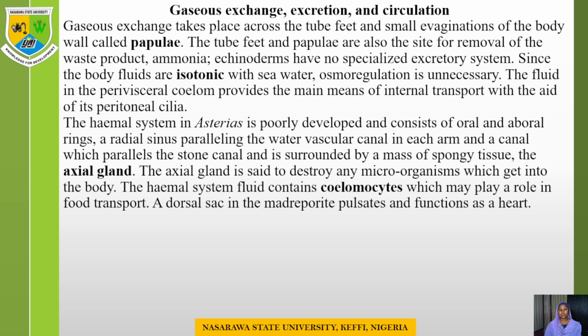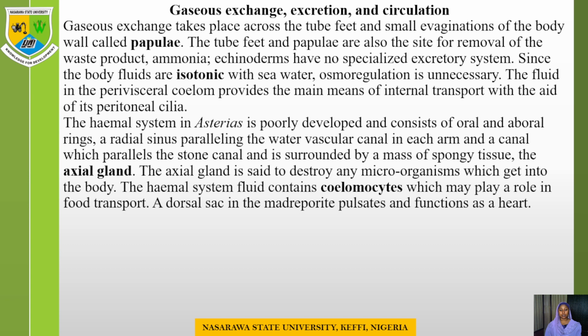The gaseous exchange takes place across the tube feet and small evaginations of the body wall called papillae. The tube feet and papillae are also the site for removal of the waste product, ammonia. Echinoderms have no specialized excretory system, as stated earlier. Since their body fluids are isotonic with seawater, osmotic regulation is unnecessary. The fluid in the perivisceral coelom provides the main means of internal transport, with the aid of its peritoneal cilia.